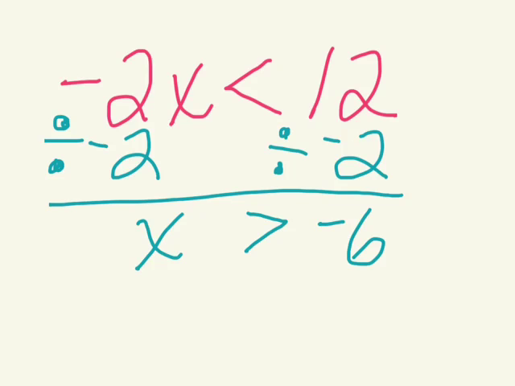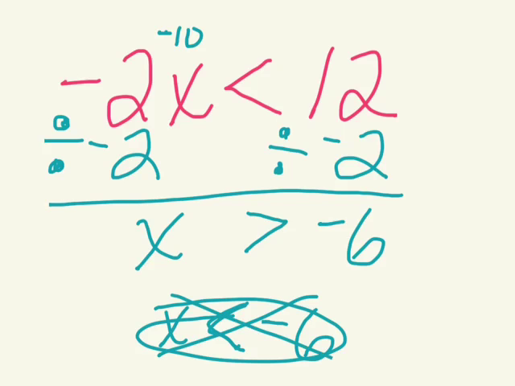So let's explore this for a minute. Let's say I had just left it at x is less than negative 6, which we know is not right. Let's pick a number less than negative 6. Let's do negative 10, just because it's a nice, easy, round one to substitute back in. Negative 2 times negative 10 is 20, and you can see that doesn't work. That gives us a non-solution. So leaving the sign as a less than would not work for us.